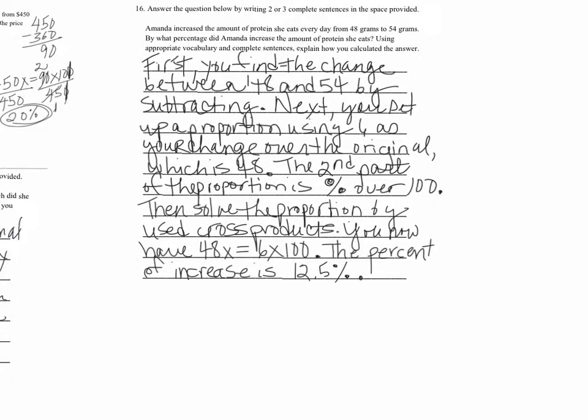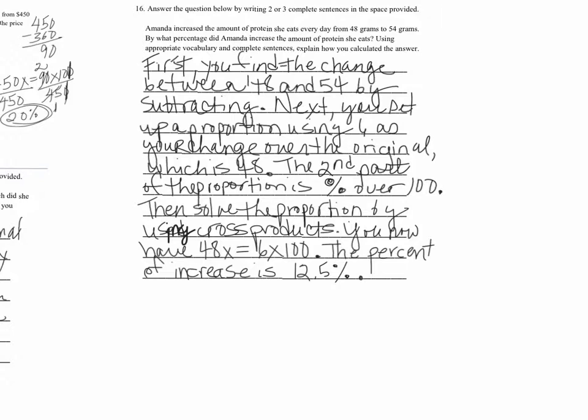Don't ever write that much and then forget to proofread your own writing to check for mistakes. First, you find the change between 48 and 54 by subtracting. Next, you set up a proportion using 6 as your change over the original, which is 48. The second part of the proportion is percent over 100. Then you solve the proportion by using, there's a mistake, should be ing, by using cross products.